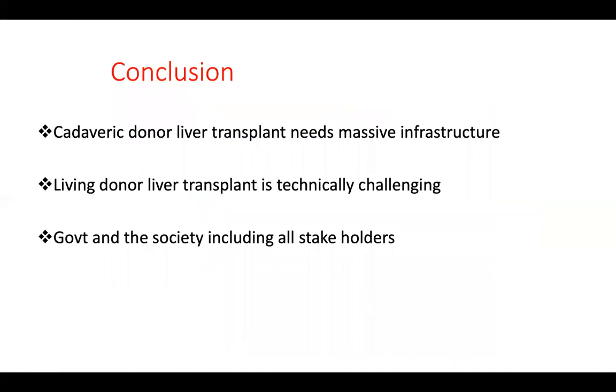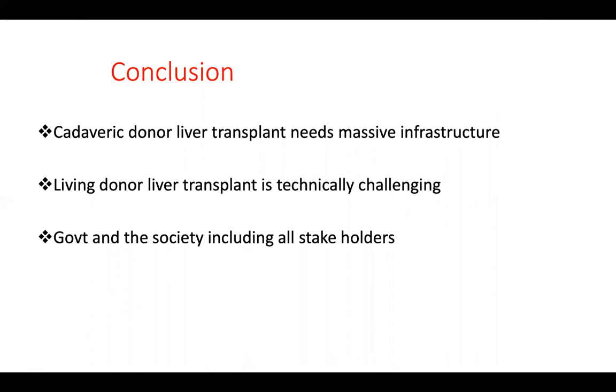So as a conclusion, cadaveric donor liver transplant needs massive infrastructure. And that is the most difficult aspect to achieve in our country.